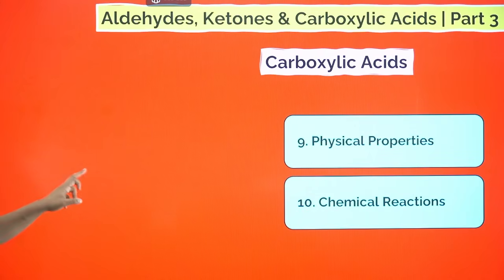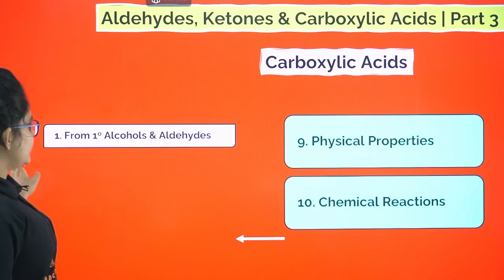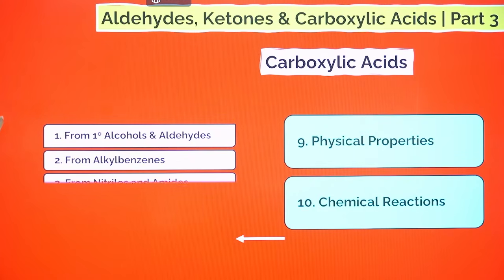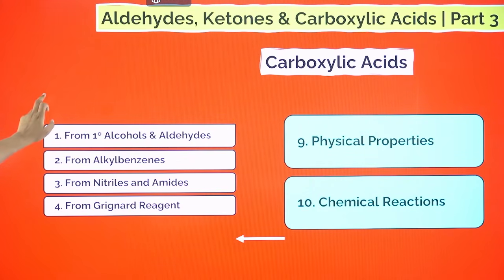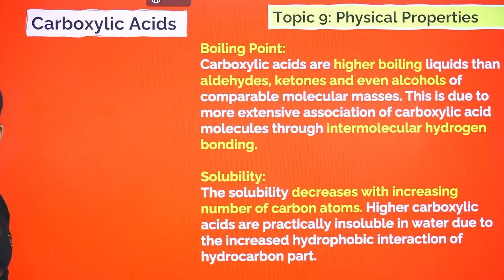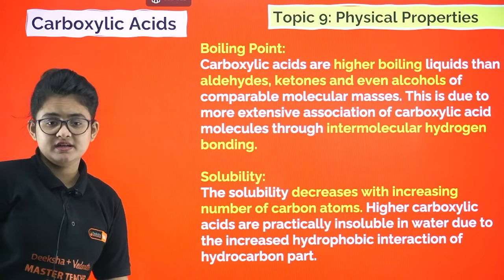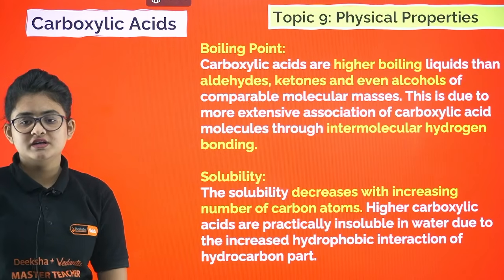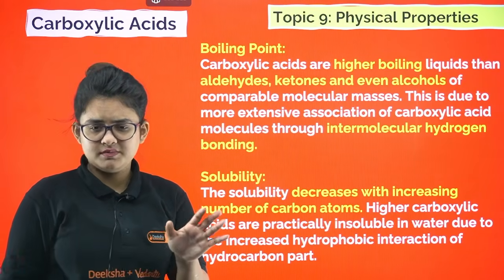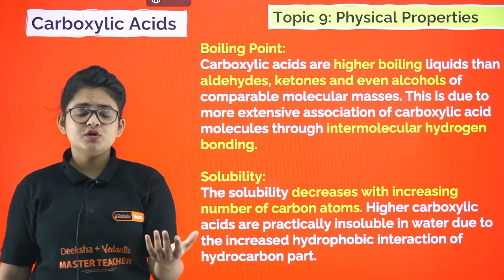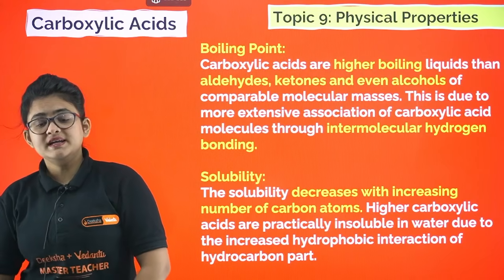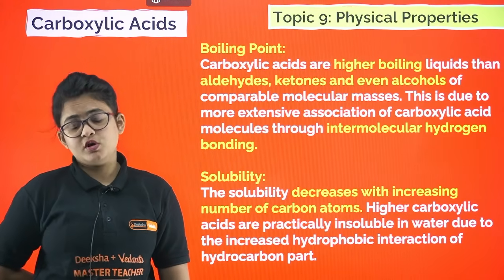Carboxylic acid: here, physical properties and chemical properties. In chemical properties, again from 1 degree alcohol and aldehydes, from alkyl benzene, nitriles. These things we will study anyway. Physical properties: you can see boiling point. Carboxylic acid definitely has a higher boiling point than aldehydes and ketones because of intermolecular hydrogen bonding, because one carboxylic acid can be attached to another with intermolecular hydrogen bonding, right? That makes the boiling point higher.